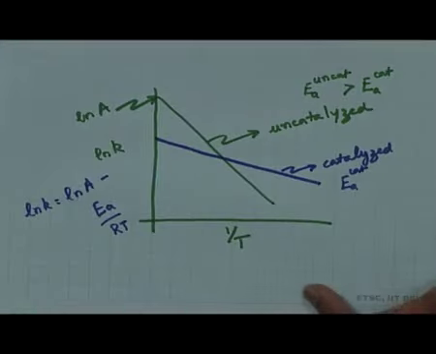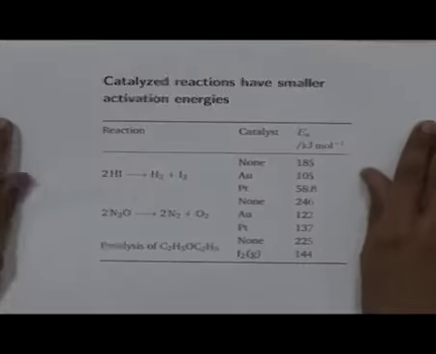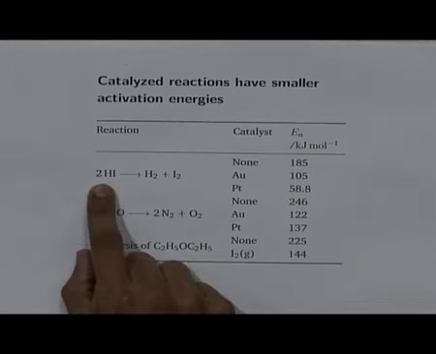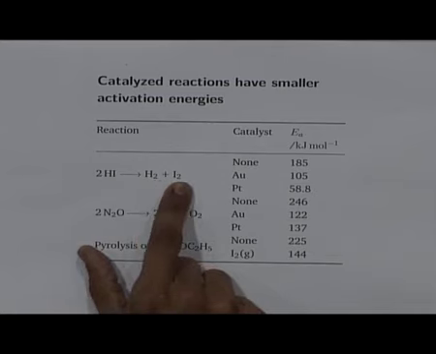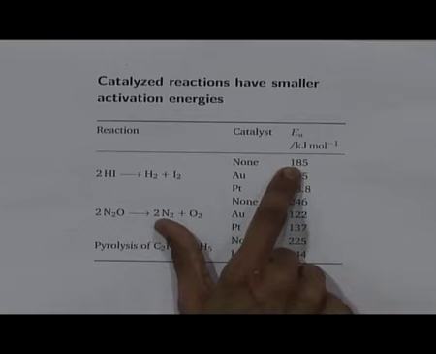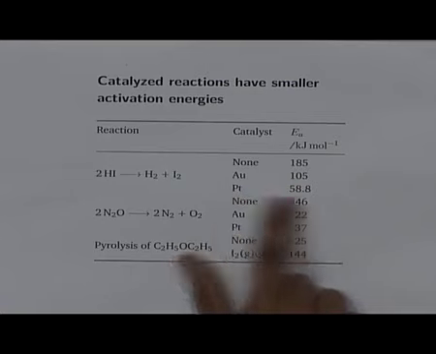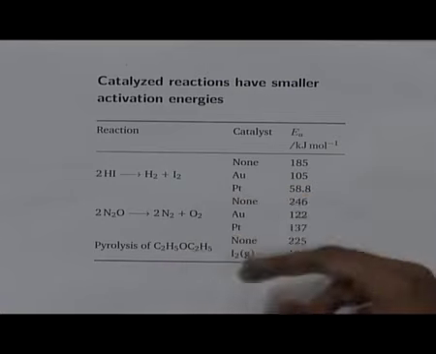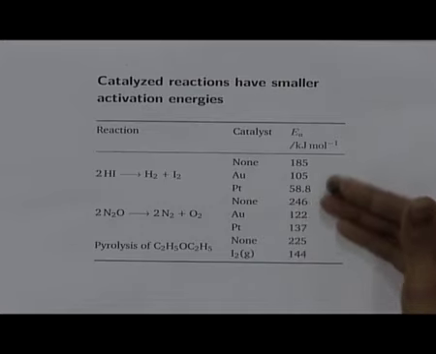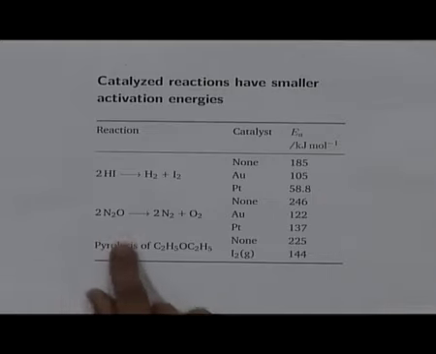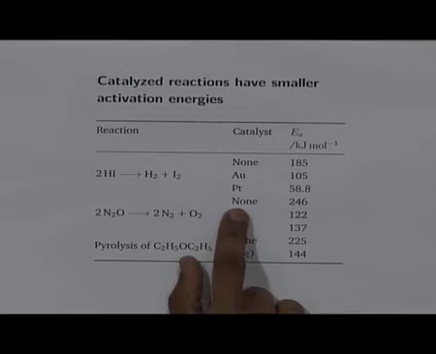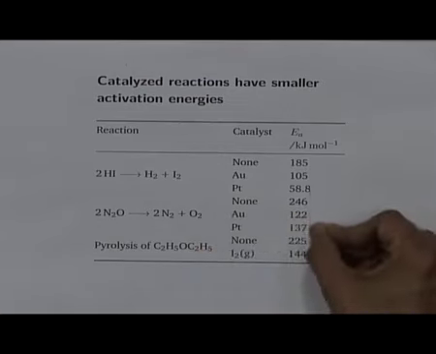And I am giving you some examples of what kind of EAs we are seeing here. Here is the reaction of hydrogen iodide to give you H2 and I2. In the absence of a catalyst, the activation energy is 185 kilojoules per mole. In the presence of gold, it has gone down by about 80 kilojoules per mole, and for platinum it is even further down. So, the decrease in the number of collisions is compensated for by this change in the activation energy. And here are two more examples. In both cases, we will find that when you have no catalyst, the energy of activation is higher than when you have a catalyst. With that, we will close for the day. Thank you.